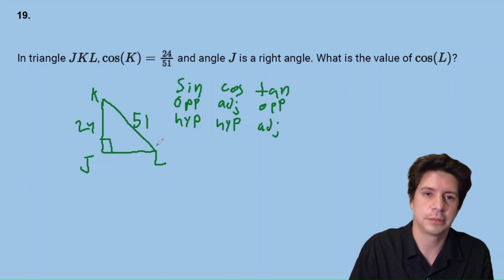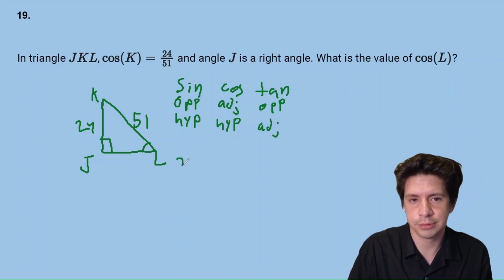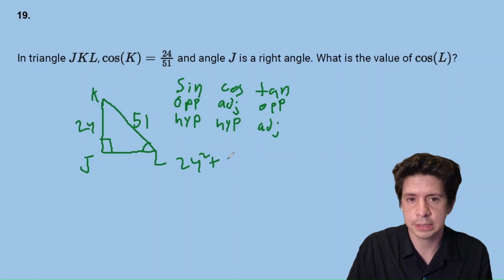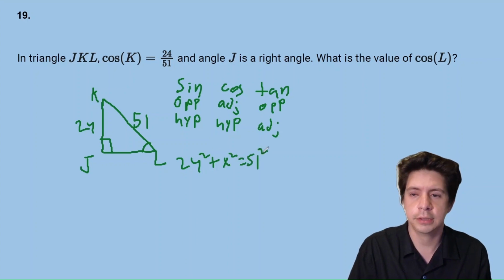How do you do that, right? Well, cosine L is what we're looking for. We don't actually need to find that angle. We just need to find this side. That's how I'm going to do it. So I'm going to do 24 squared plus x squared equals 51 squared.